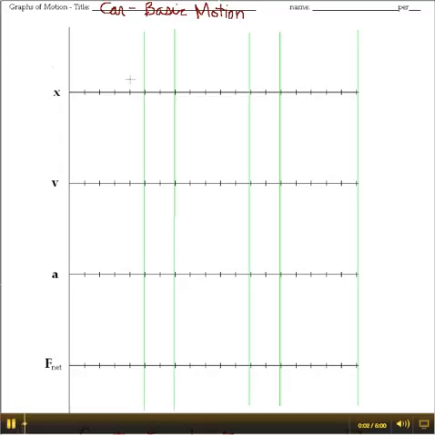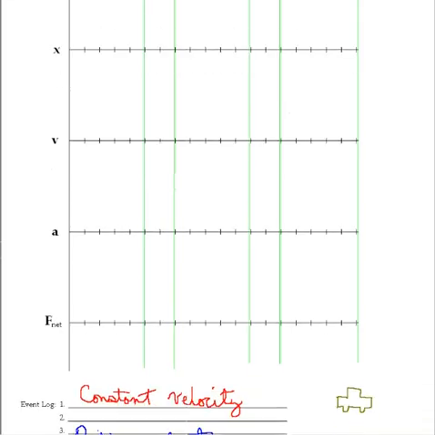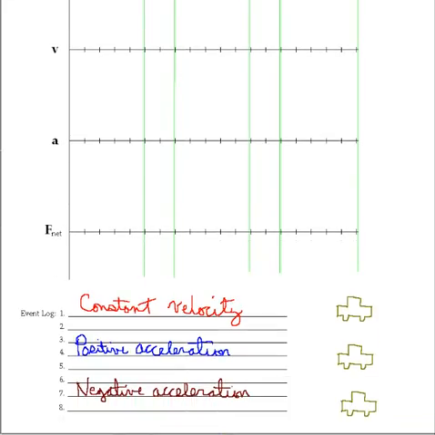Okay, here we have the graphs of basic motion. So we're going to use a car as an example, and we're going to show what it looks like in the position, velocity, acceleration, and net force graphs. And we're going to use three examples: constant velocity, positive acceleration, and negative acceleration.